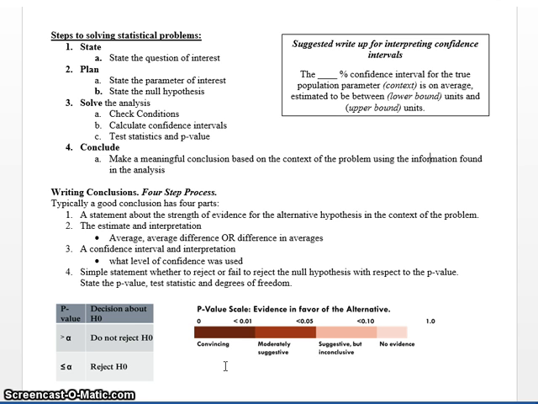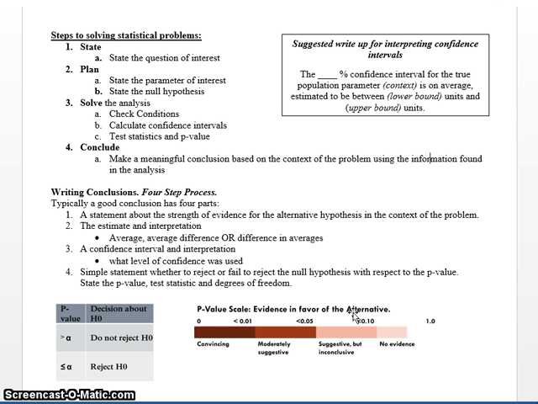That is a statement about the strength of evidence for the alternative hypothesis in the context of our problem, and we can use this scale for that. So if we find a p-value of 0.02, then that's going to be moderately suggestive evidence in favor of our alternative. Okay, so one statement like that for our conclusion.